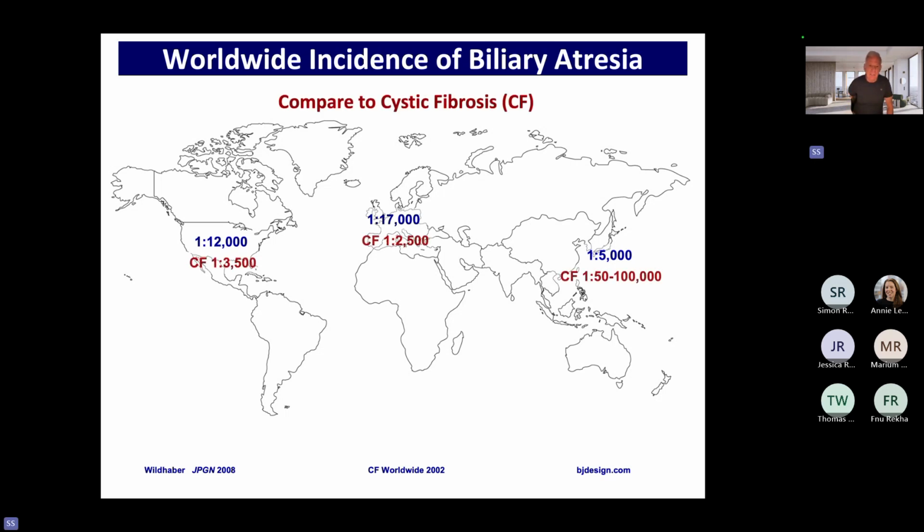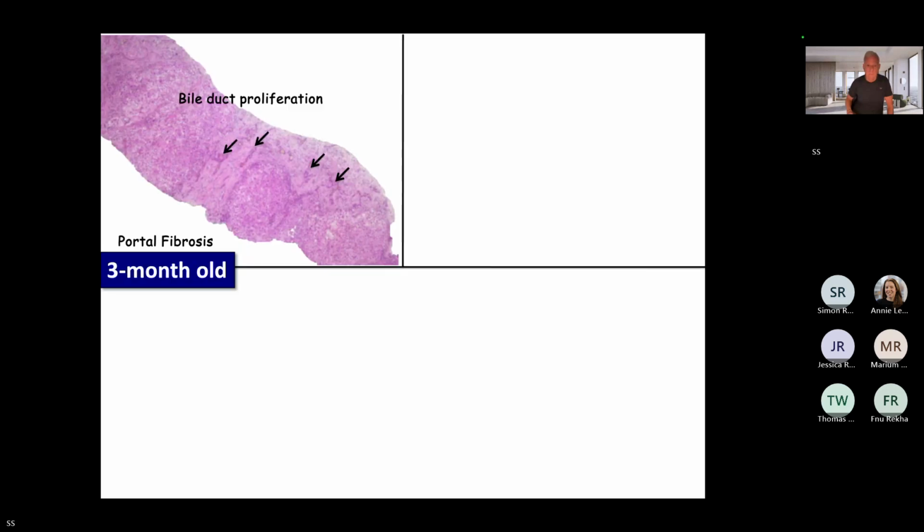And let's compare that to cystic fibrosis, where we see the reverse. In Japan, CF is very rare, but it is much more common in the US and in the European Union. So the natural progression of biliary atresia histopathologically is shown here. Here we have a biopsy from a 3-month-old, where the main feature is biliary ductular proliferation.